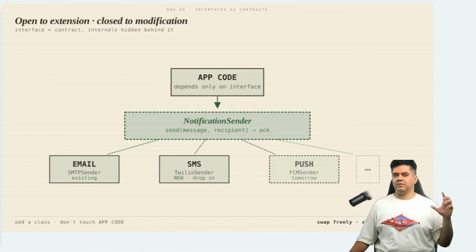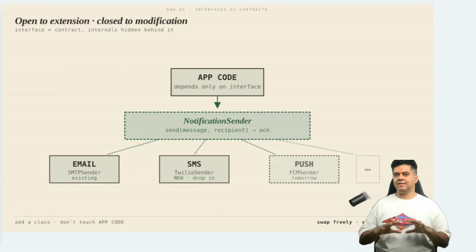You can change the database from Postgres to MySQL. You can also swap the payment provider from Stripe to Razorpay. You can add caching in front of a slow API call. All of this happens behind the interface. The service A doesn't need to change anything at all. And this is the open-closed principle in a sentence. Your modules should be open to extension, but closed to modification. You extend behavior by adding new implementations of existing interfaces. You don't modify the existing code that works.